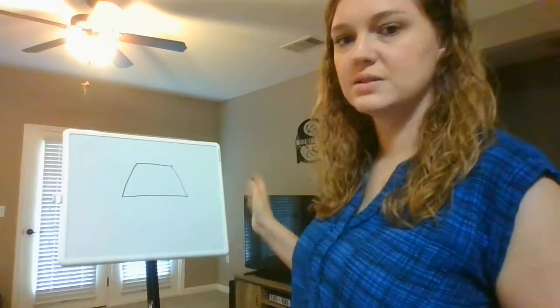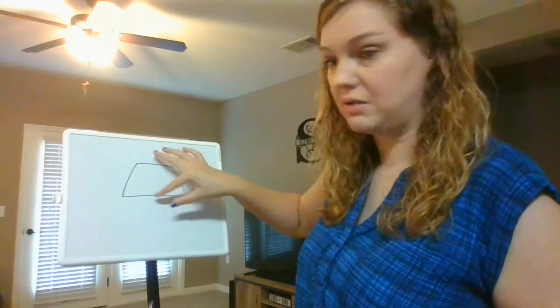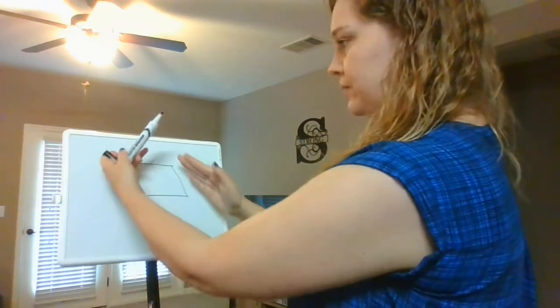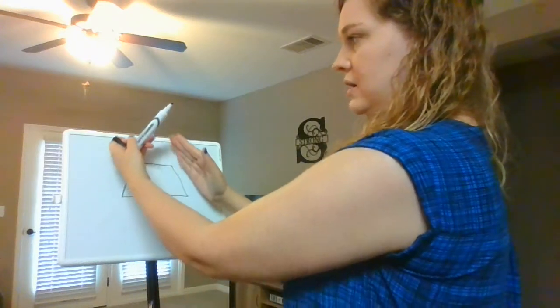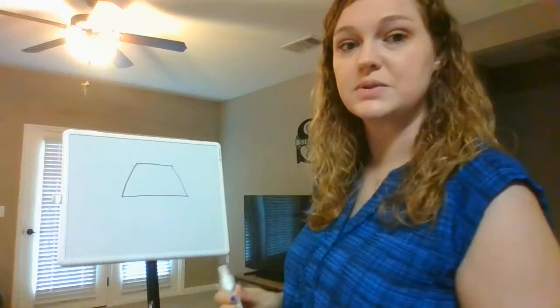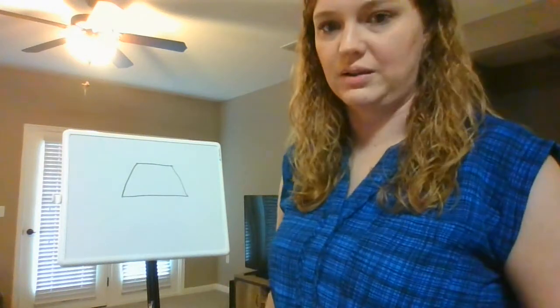So if you notice, these 2 sides are parallel, meaning they'll never cross. But these 2, if they were to continue going, they're going to cross eventually, so they're not parallel. So it's a trapezoid. A trapezoid has only 1 pair of parallel sides.